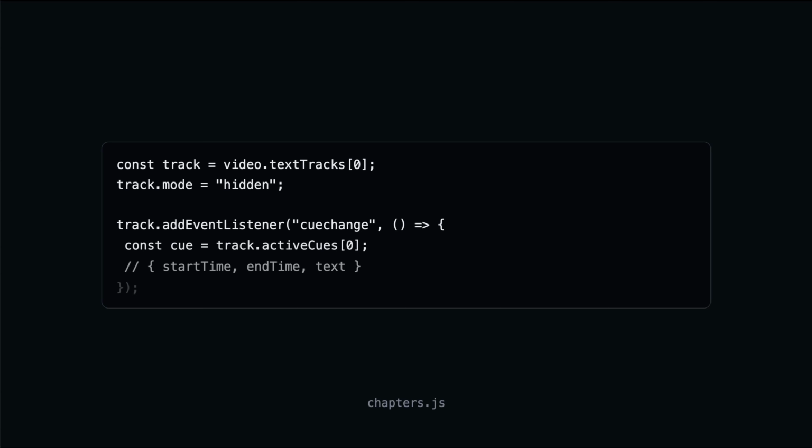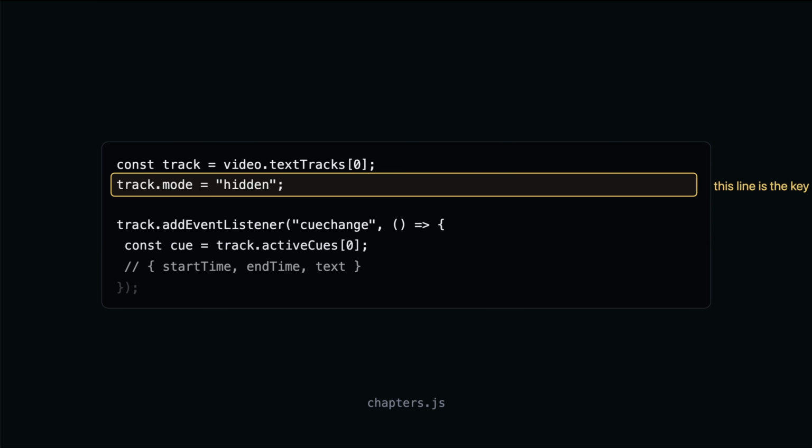Then you listen for the cue change event and read the start time, end time, and text from each cue. That line is the key. Without it, the browser will try to render your chapter titles as subtitles. So now you have the data.